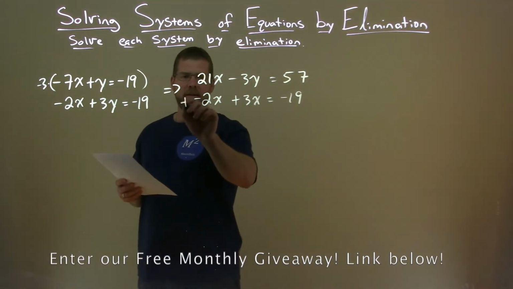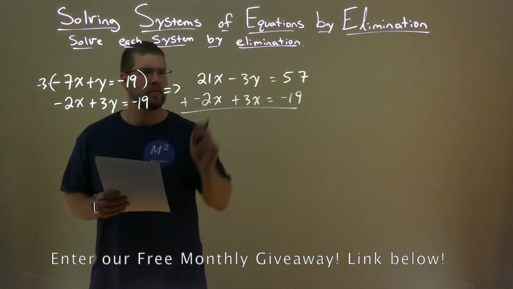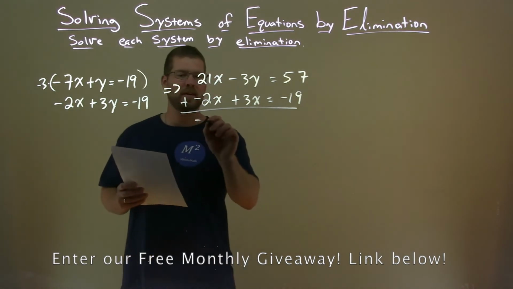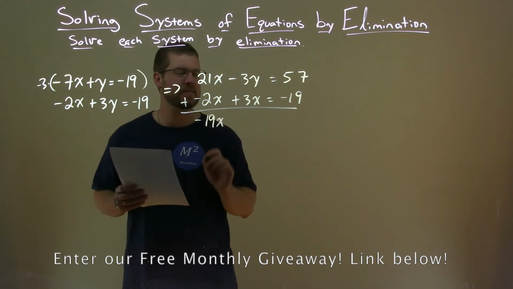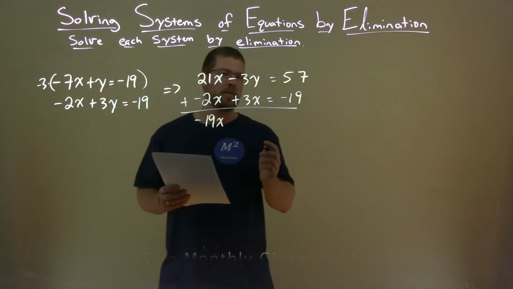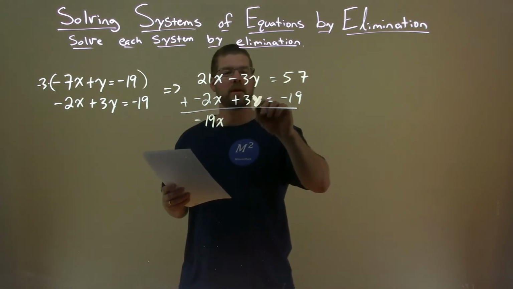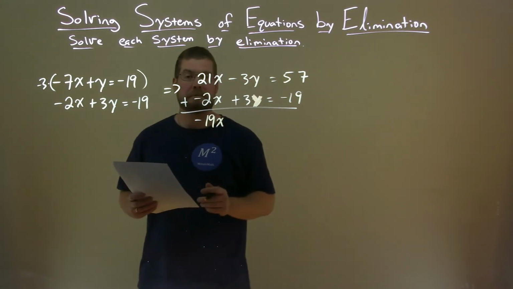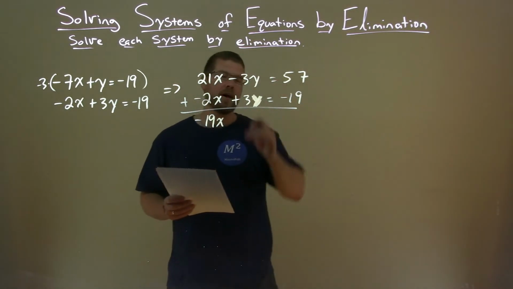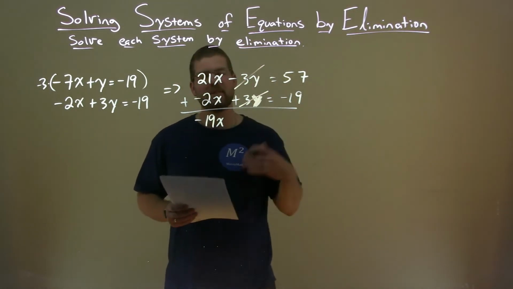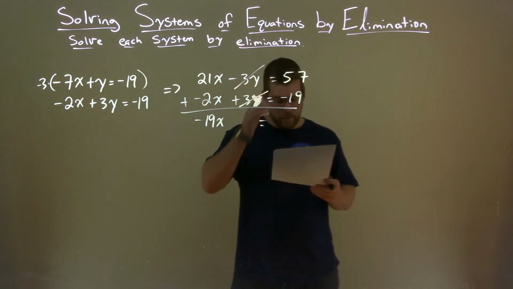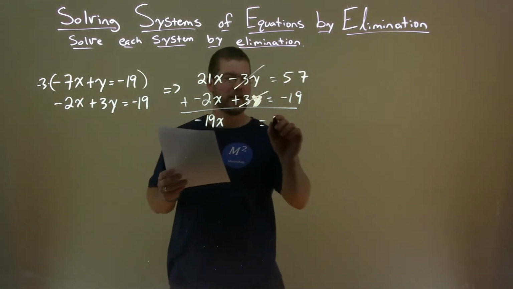We're now going to add these two equations together. 21x minus 2x is a minus 19x. Minus 3y and, this is a y here, excuse me. Be careful there, that's a y, double check the stuff. Whoops. Minus 3y and 3y, eliminate, nothing there. 57 minus 19 is a 38.